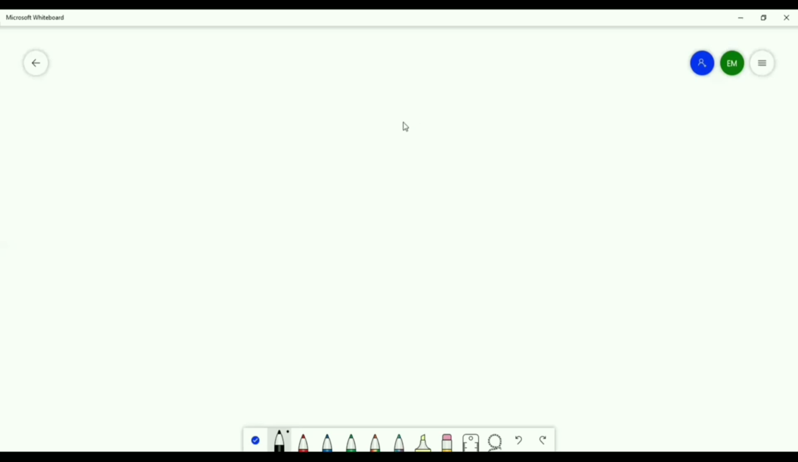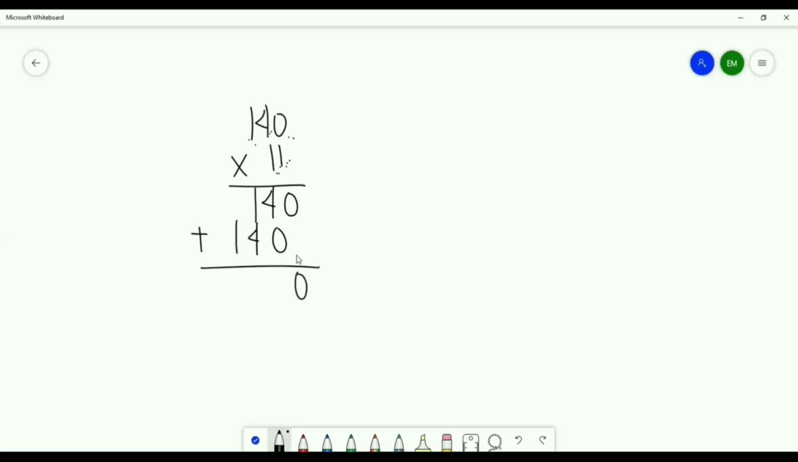Next. Okay, so we have 140 times 11. So we have here 1 times 0 is equal to 0. 1 times 4 is equal to 4. 1 times 1 is equal to 1. 1 times 0 is equal to 0. 1 times 4 is equal to 4. 1 times 1 is equal to 1. And then add. Bring down 0. 4 plus 0 is equal to 4. 1 plus 4 is equal to 5. And then bring down 1. Therefore, the answer is 1,540.